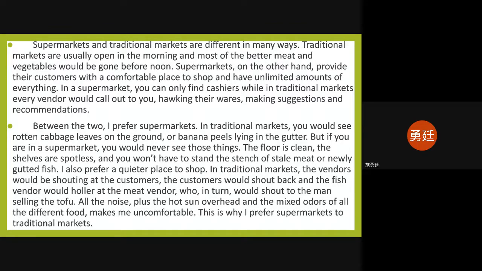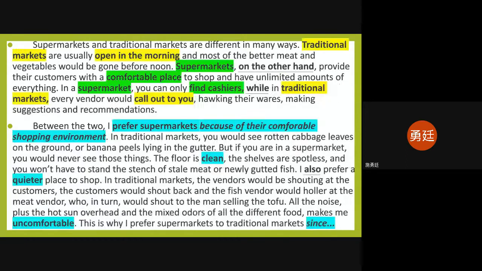All right, lovely. So we can take a look at this one together as well to see some ways we can also try to make this writing better, even though they all have the details here. So basically for this writing, it says supermarkets and traditional markets are different in many ways. And then it says traditional markets are usually open in the morning, and most of the better meat and vegetables will be gone before noon.